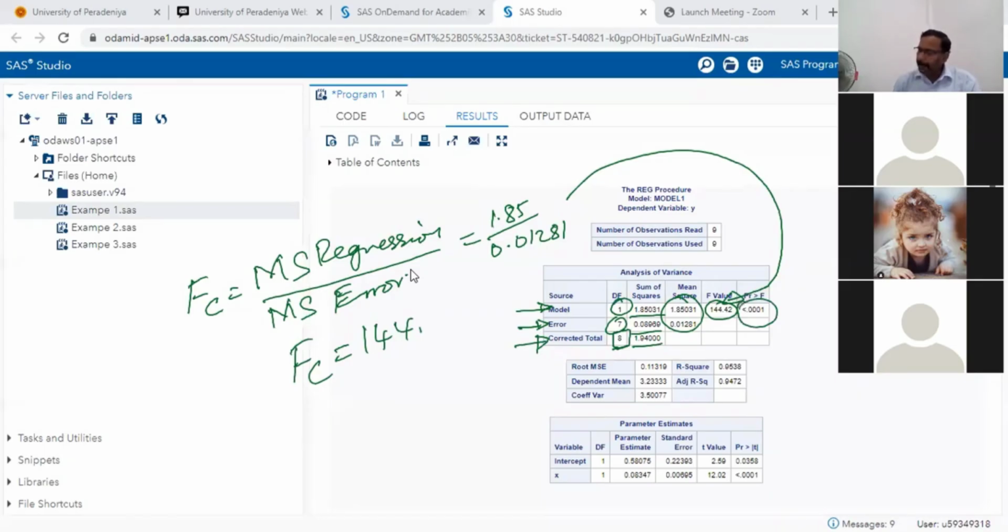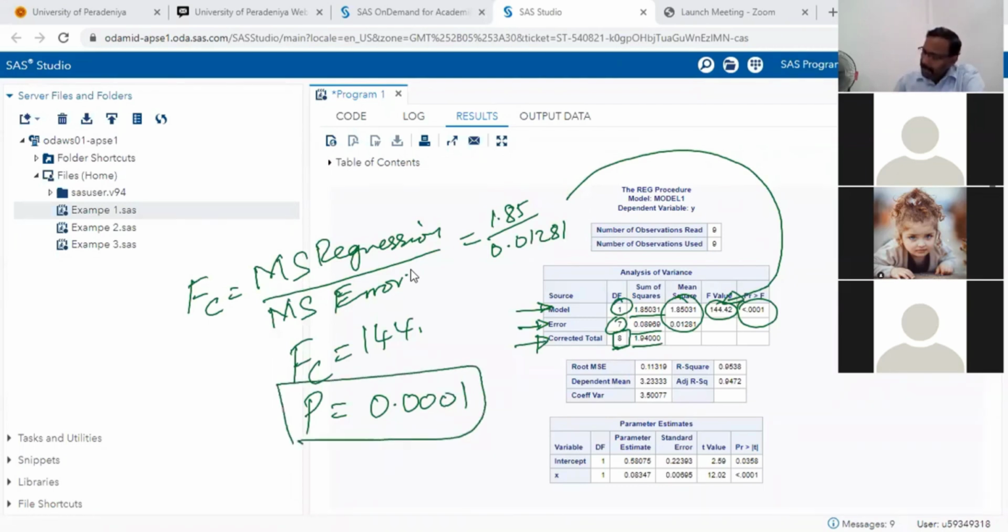This is the probability. P-value is usually 0.0001. Less than that, we can take it as probability 0.0001. 30 and 1. Before we make the decision making, what is my null and the alternative hypothesis?